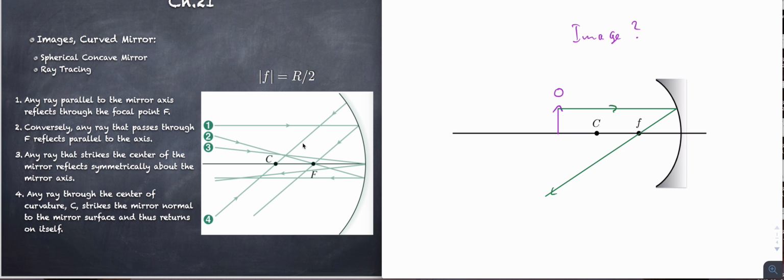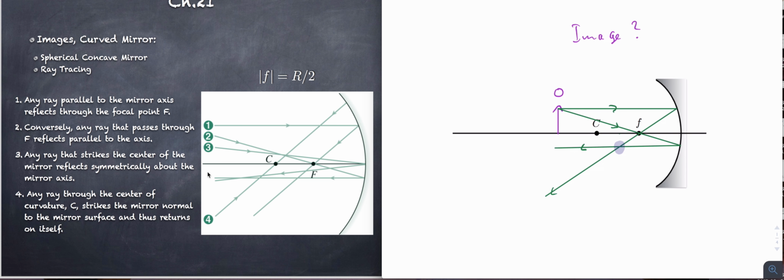And then we can use the second rule. Conversely, any ray that passes through the focal point reflects parallel to the axis. So you see this is going through the focal point and then reflects parallel to the axis. We'll start that one again over here, moving it through the focal point. And this one should reflect parallel out, and we see where they intersect. My two rays' intersection is where the image is going to be formed.